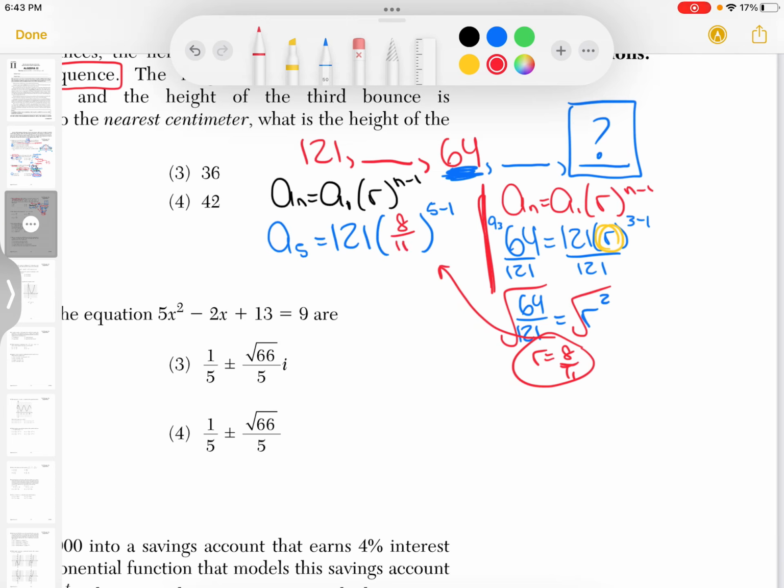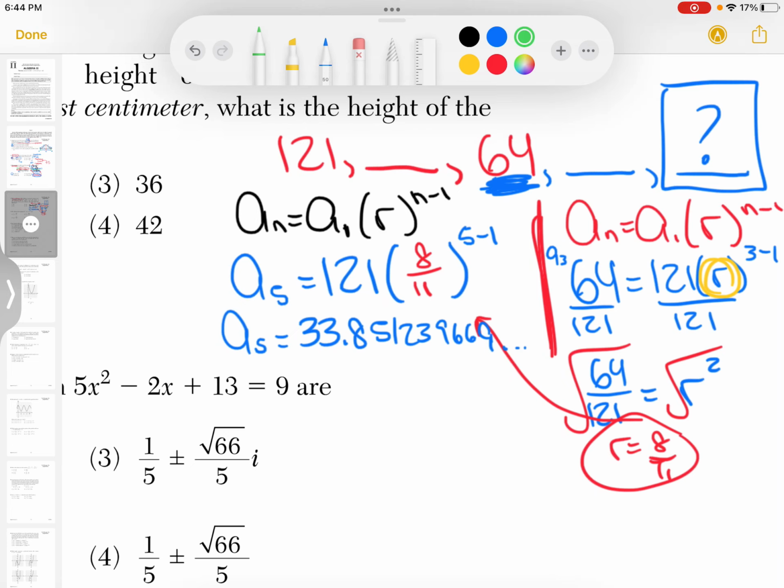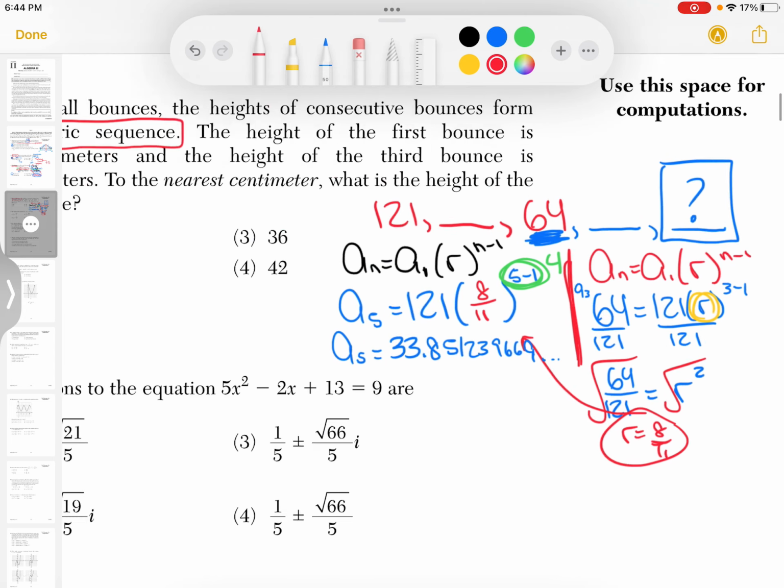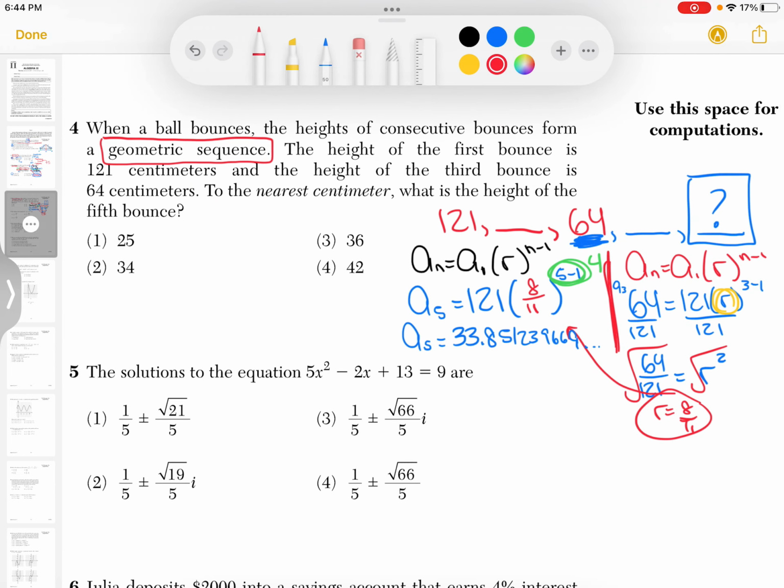So to find my fifth term, I'm going to take that and put it where I needed it, which is right here, and then you plug that right into your calculator. So I end up getting that the fifth term is 33.8512396669 when I plug that right into the calculator, exactly as you see it. Don't forget that depending on your calculator, you might have to plug this in as one number, so just simplify it down to 4. We can do 5 minus 1 in our heads, no problem. So you end up getting 33.8, which rounds to 34 when you round to the nearest centimeter.